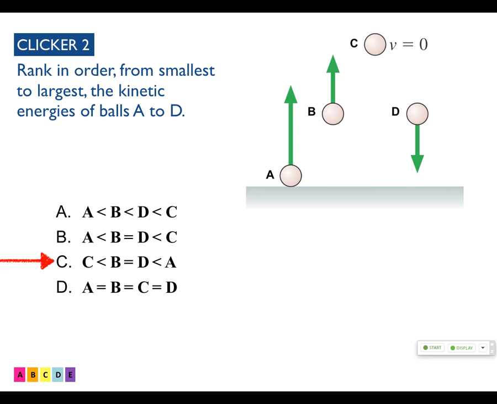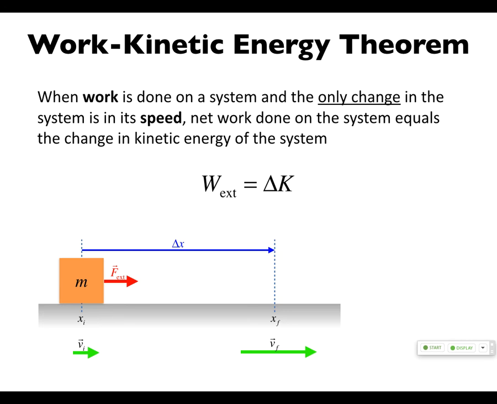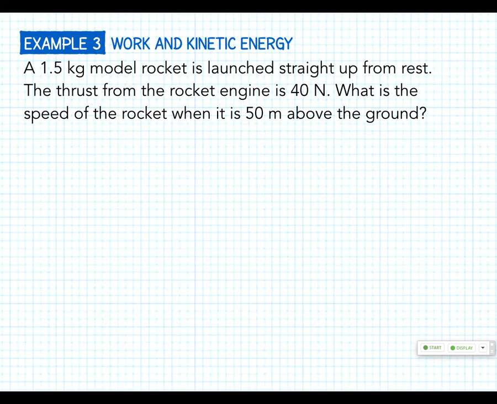So this brings us to our work kinetic energy theorem, another deceptively simple equation. Okay? If we apply external work to something, we experience a change in speed. All right? So when work is done on the system, and the only change in the system is its speed, the net work is equal to the change in the kinetic energy. Now, this has to do with the fact that the system doesn't have any friction or other stuff happening that we're worried about. Okay? All right. So we'll do a little problem.